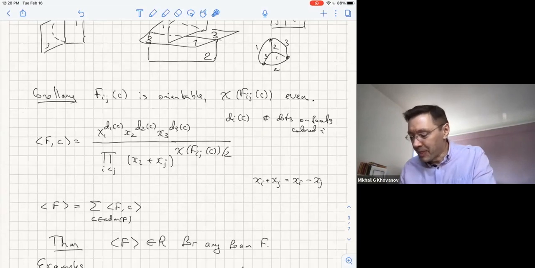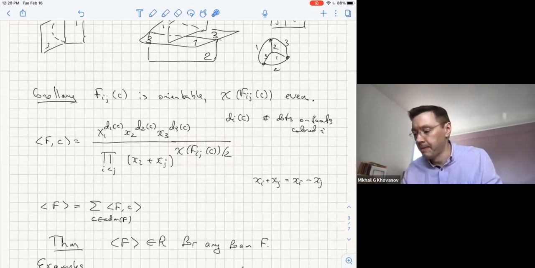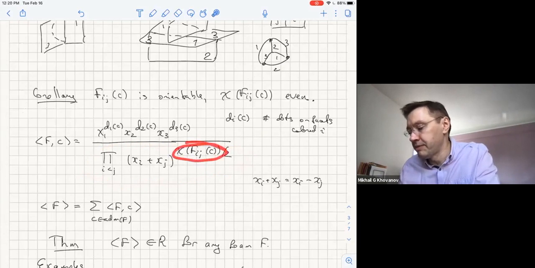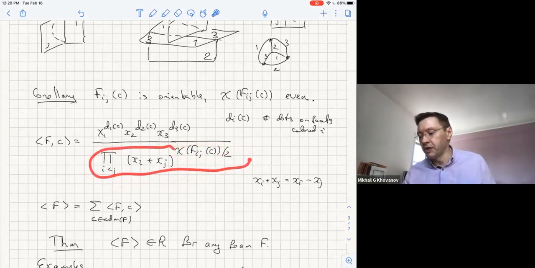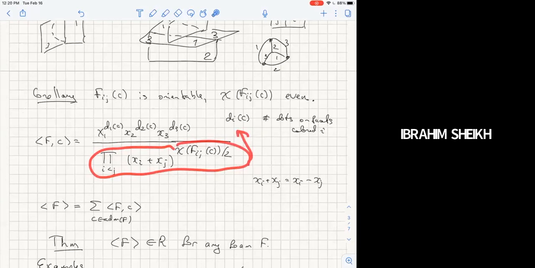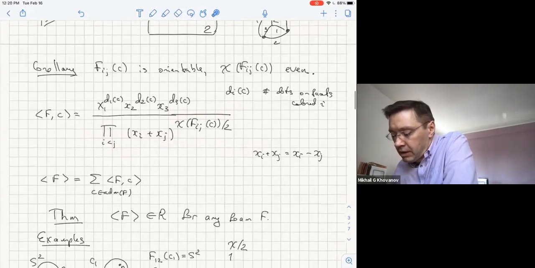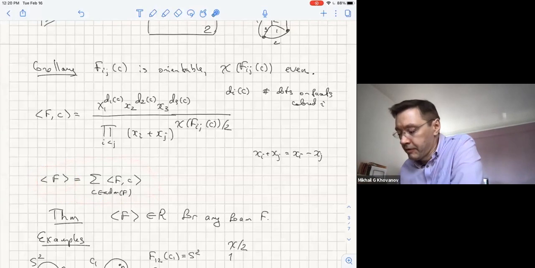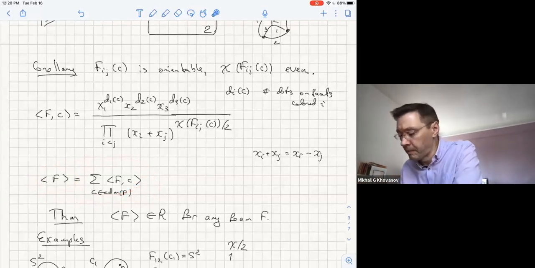So right, these are integers. We can take xi plus xj to that exponent. We put this in the denominator, but it really depends on Fij because sometimes chi is negative, sometimes it's positive. So it could end up in both numerator or denominator eventually. But sometimes it's indeed in the denominator. And then we define the evaluation of the form F to be the sum of these evaluations over all colorings, over all admissible colorings of the form.